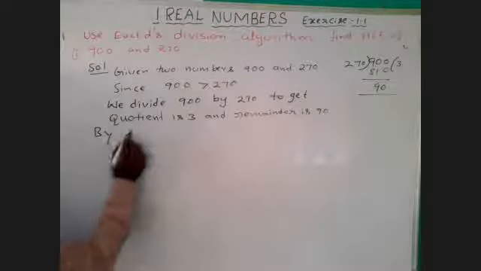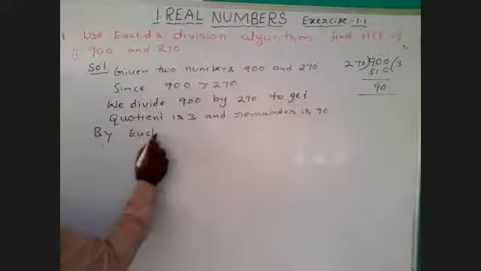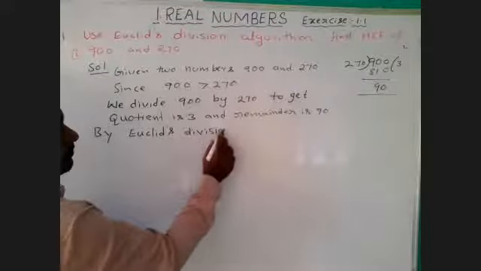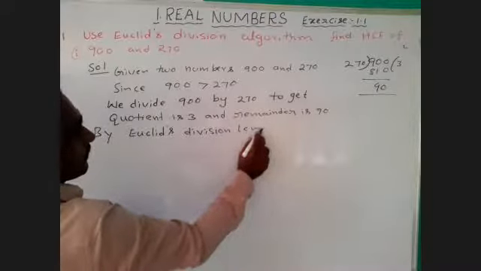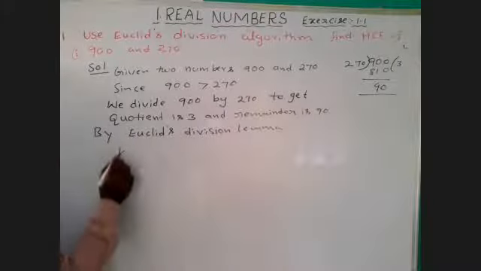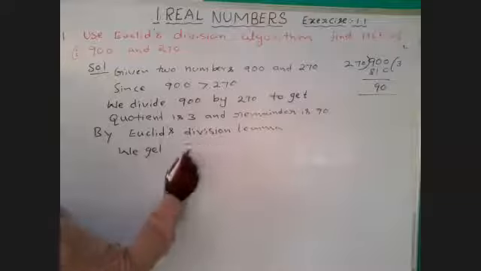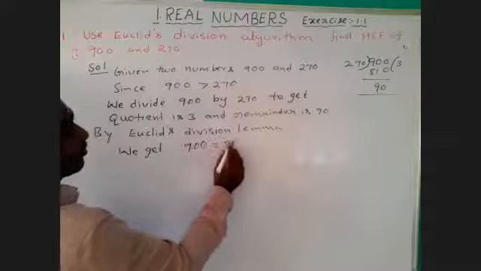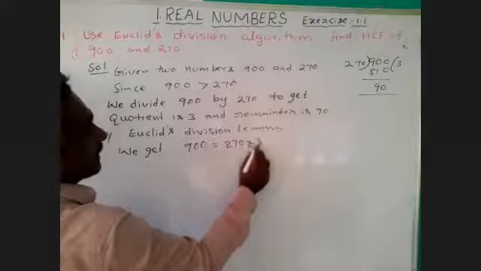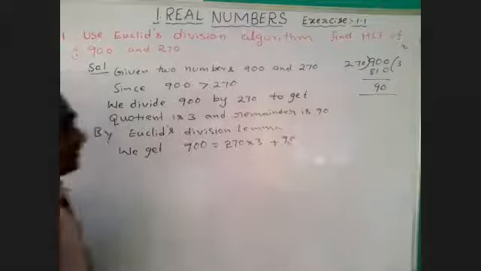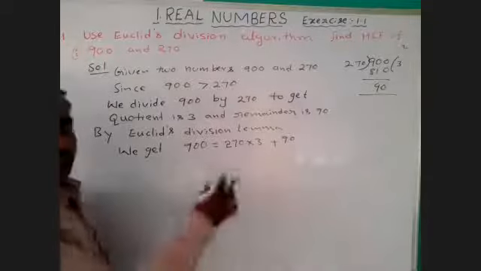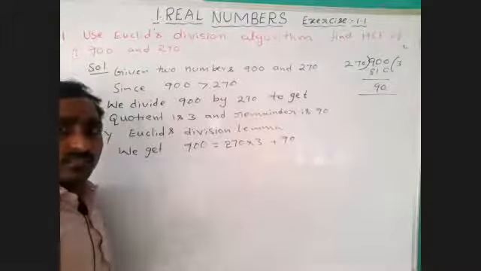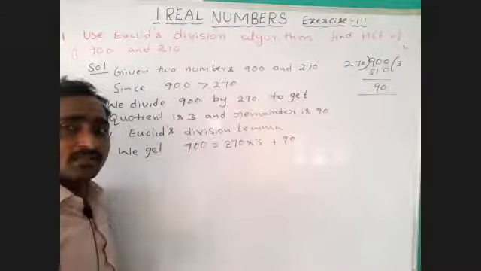By Euclid's division algorithm or division lemma, we get 900 is equal to, means dividend is equal to divisor 270 into quotient 3 plus remainder 90. So here the remainder is 90. 90 is not equal to 0, means the remainder is not equal to 0. Then this process continues.